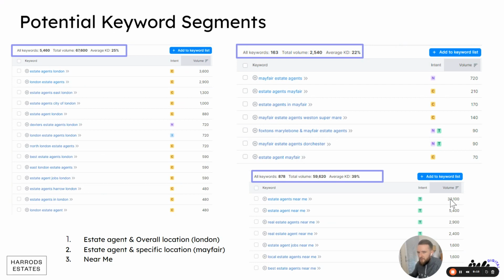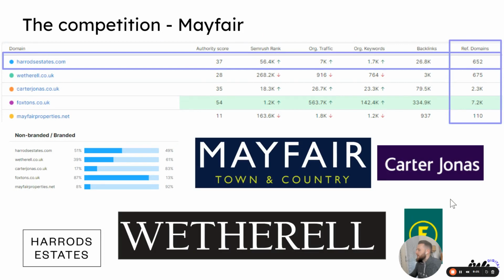Where people tend to work with local estate agents, there's going to be more near me keywords for this type of campaign. And then what I do is I take those keywords and look at the competition to understand where your business is competing compared to the other competition. Essentially, what do you need to do to get a ranking above them?